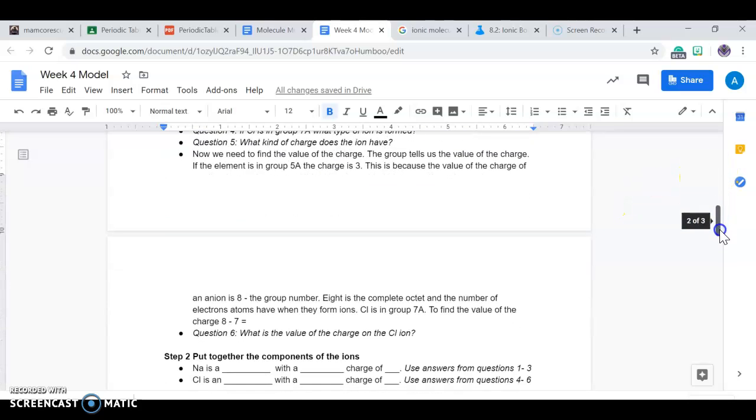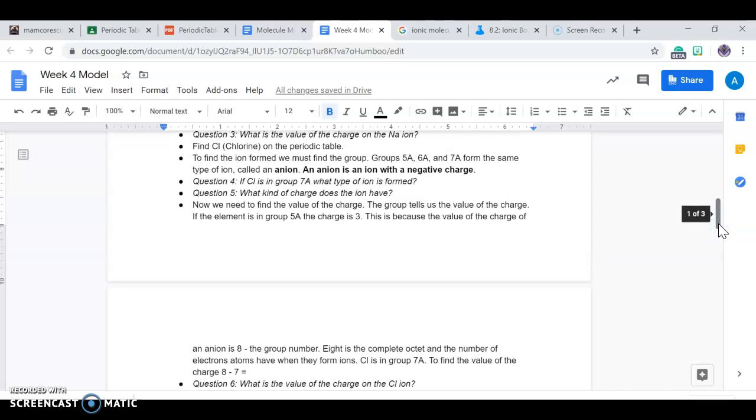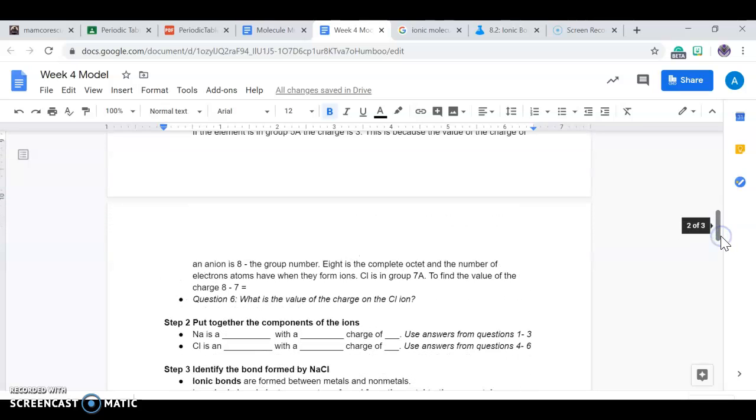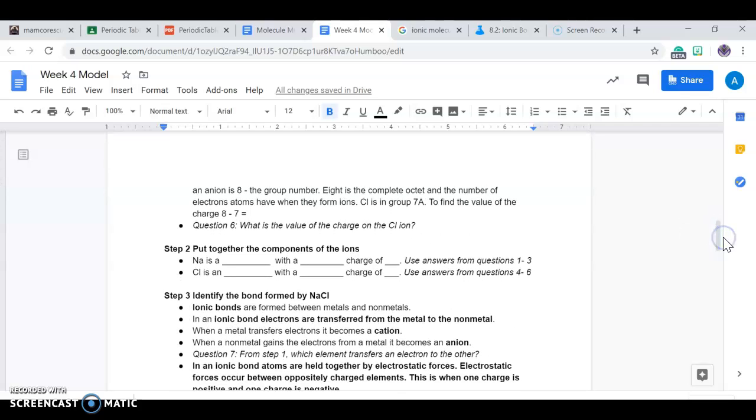So if we go back to these questions, right? Now we need to find the value of the charge, and we do that by subtracting that from the group number. So if chlorine is in group 7, we'd do 7 minus 8, right? And that gives you the value of the charge, and that's how you answer question 6. So now we know for the anion what type of charge it is, positive or negative, right? The value of the charge, the type of the ion. So hopefully now you can finish through question 6. If not, you're going to go ahead and ask some follow-up questions during an office hour.